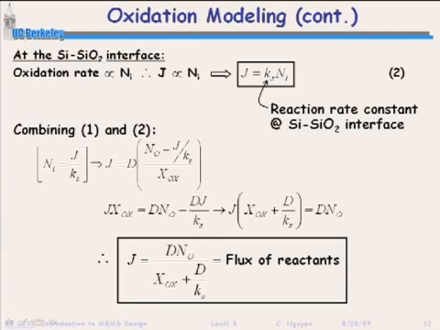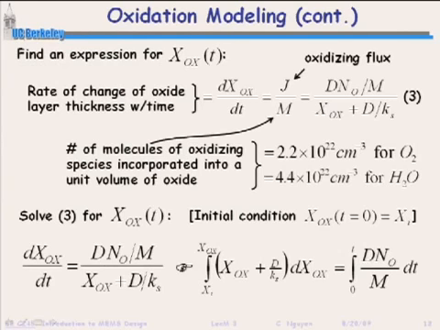You can then write an equation for the rate of change of oxide layer thickness with time. This is what we're after, so that's dx_ox/dt. Equate that to the oxidizing flux divided by the number of molecules of the oxidizing species that are incorporated into a unit volume of oxide. That's different if you're using dry O2 and H2O. Okay, and so you'll have different constants associated with all of this. You have an initial condition, which is just your initial oxide thickness, and you can then just solve the differential equation, and you end up with this.